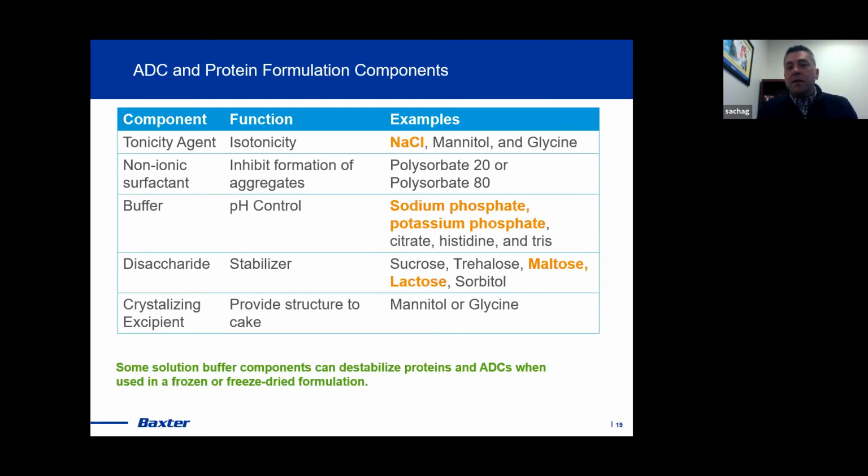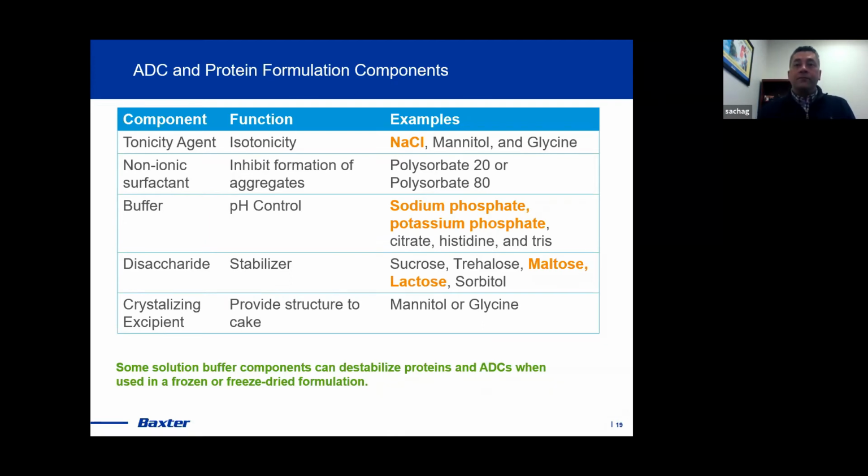And here's some examples. So one example, this isn't really an interaction, but sodium chloride. If we need to adjust the tonicity, we would only adjust tonicity if our route of administration is direct injection or into the muscle or under the skin, subcutaneous. If it's going to be administered as an infusion, we don't really need to worry about adjusting tonicity for that formulation. But if we choose to, and we're lyophilizing, we try to stay away from sodium chloride.